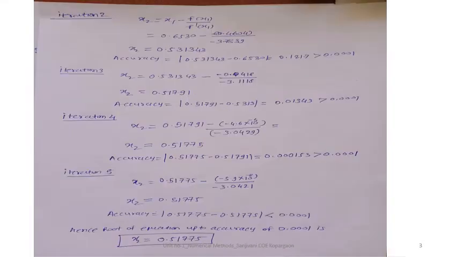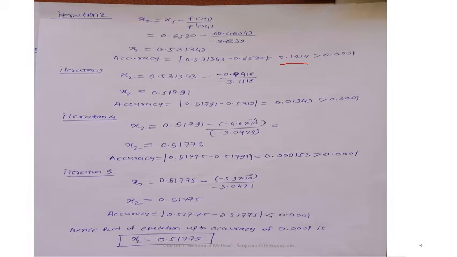So let us go for the second iteration. The second iteration is x1 minus f of x1 upon f dash of x1, where x1 is 0.6530, which is the previous root which you have got. Then you evaluate f of 0.6530 upon f dash of 0.6530. So that value comes to 0.53143. Okay, the accuracy check is this current approximation 0.53143 minus the previous one, that is 0.6530. The difference is 0.1217, which is far greater than 0.0001.